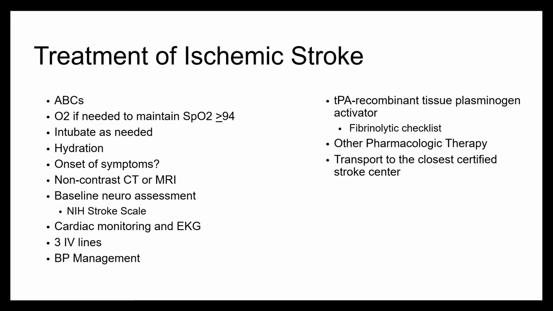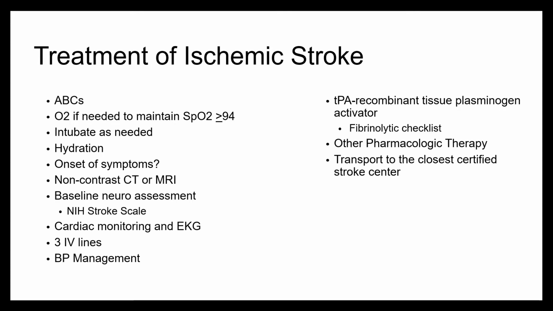Additional treatments of the stroke patient would include regular cardiac monitoring, especially if they have any cardiac history, such as atrial fibrillation, making sure that we have multiple IV lines in place as we're going to be using them. Blood pressure management is also important in the patient with the ischemic stroke. We need to use medications to lower the patient's blood pressure only if the blood pressure is markedly increased.